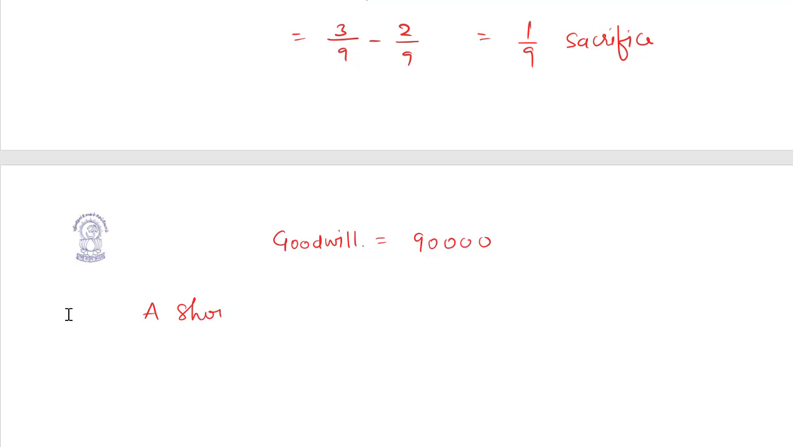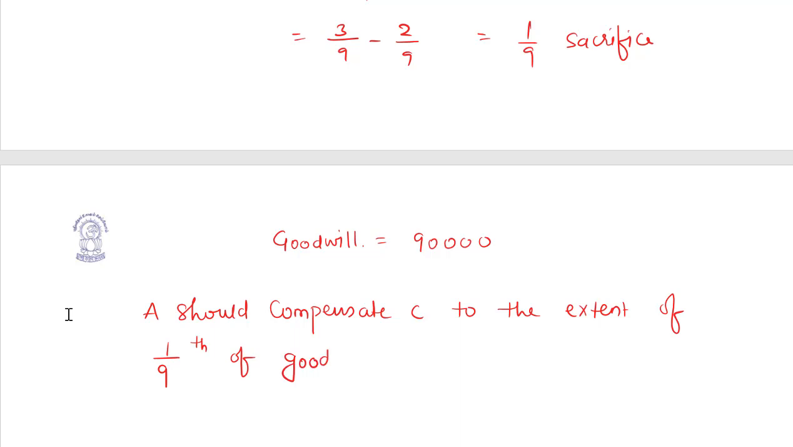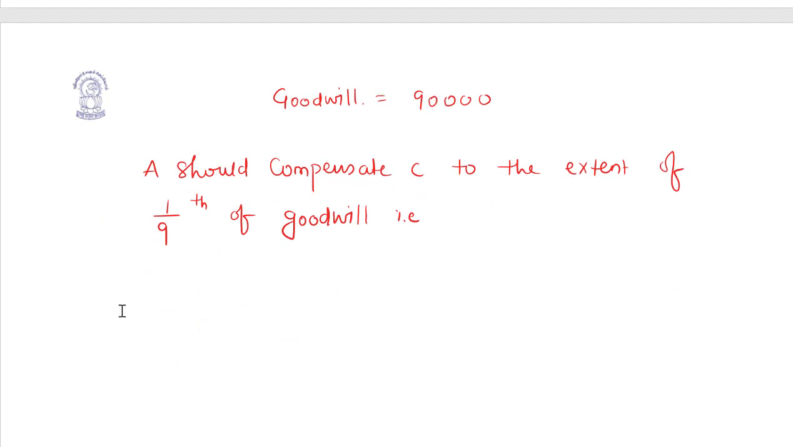A should compensate C to the extent of 1 by 9th of goodwill, that is 90,000 multiplied by 1 by 9, 10,000.